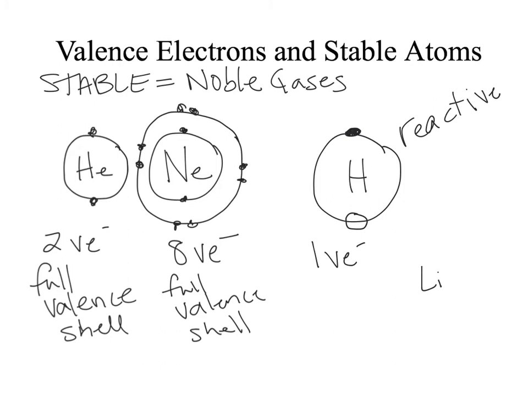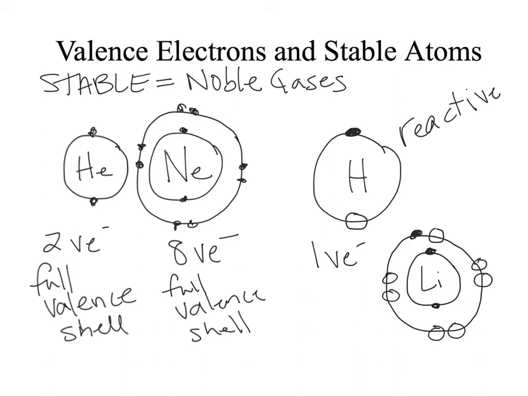Another example is lithium. Lithium is found on the periodic table. It has an atomic number of 3, which means it has 3 protons and 3 electrons. So lithium's first shell contains 2 of those 3 electrons, and then its second shell, its outermost shell, contains the third electron. But that means it has room for 7 more electrons. So again, lithium is highly reactive because it has a fairly empty valence shell.